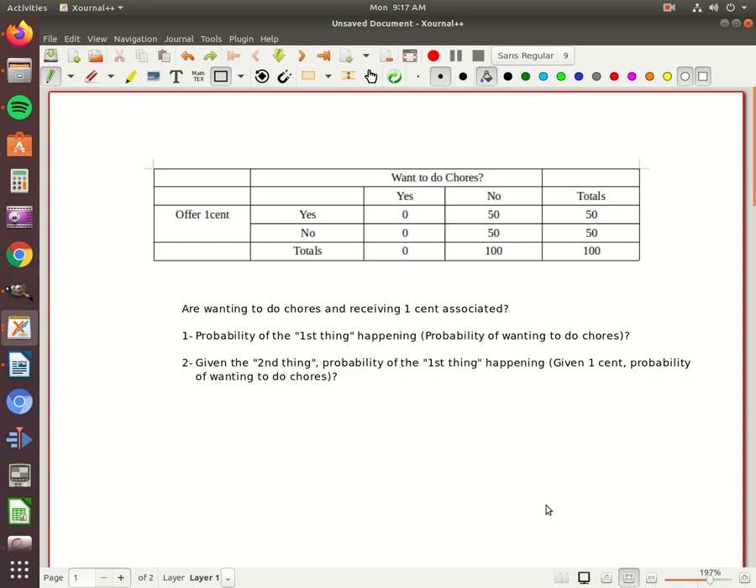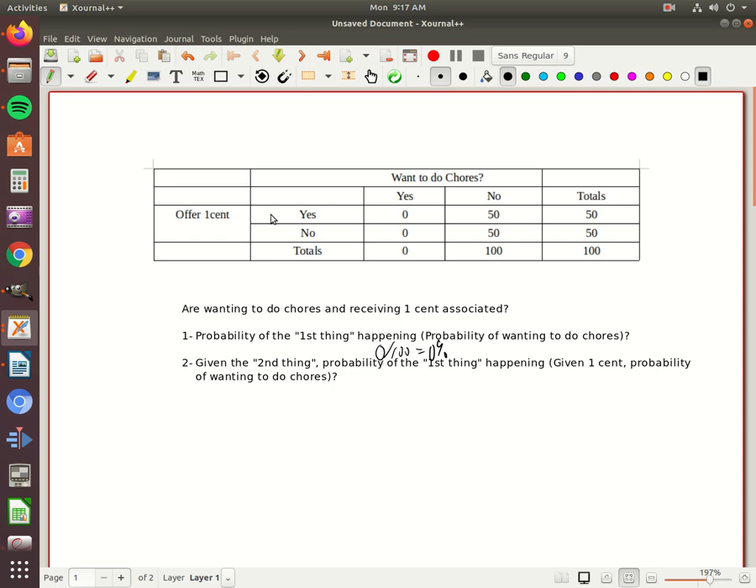And the way we do that is we first of all just ask everyone, hey, what's the probability of the first thing happening? So what's the probability that everybody wants to do chores? We ignore what's going on here and we just go straight to the bottom. 0 out of 100 people want to do chores. That's 0%.